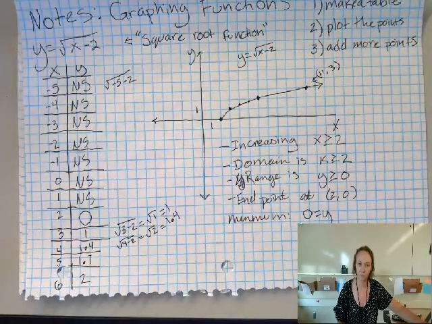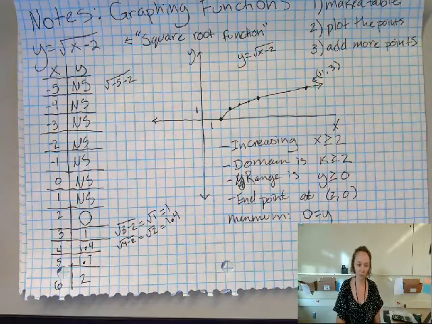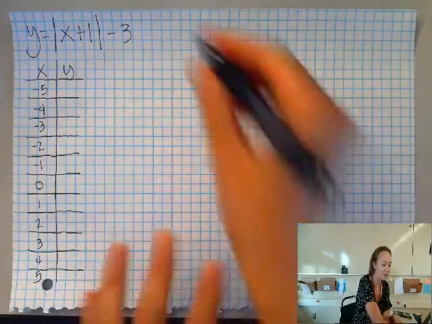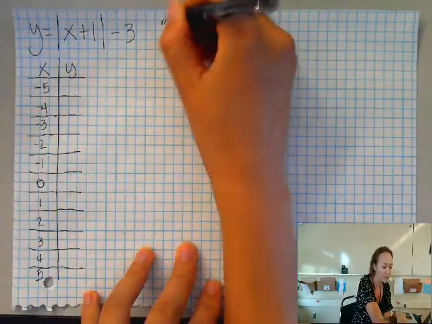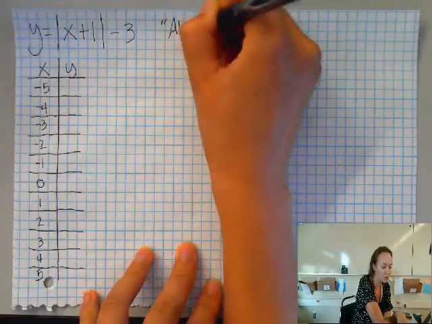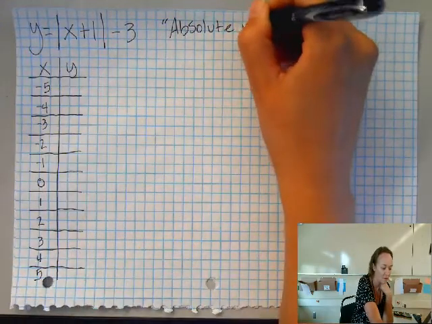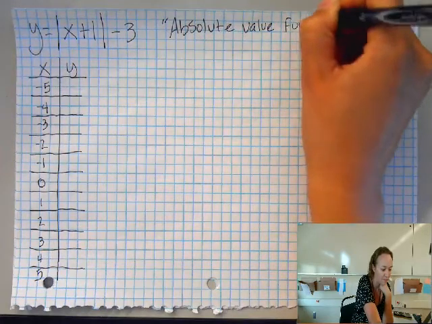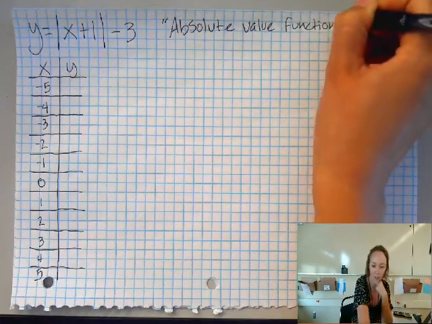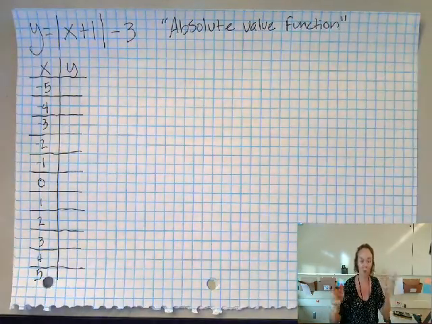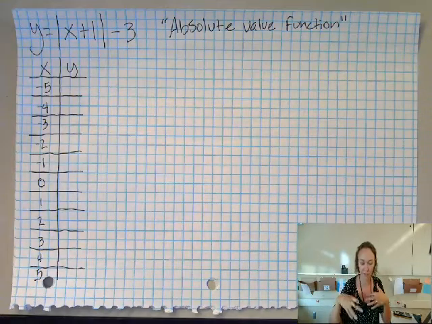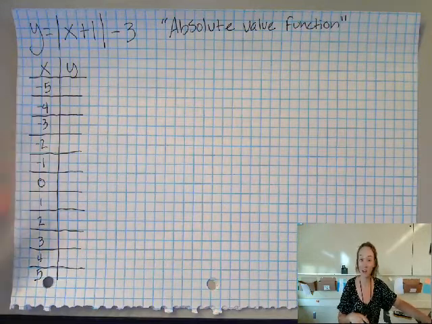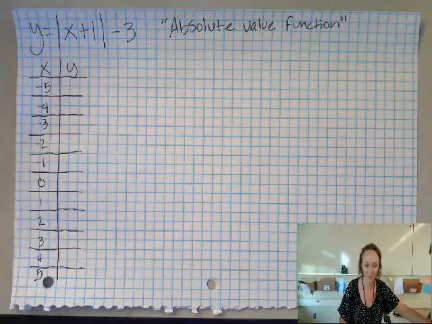Okay, let's move on to something newer. All right, this time let's try what's called an absolute value function. Now, once again, the parent graph, or like the simplest one, would be y equals the absolute value of x. I made it a little bit more complicated. I want you to pause. I want you to try and fill in the table. Okay? Be careful.